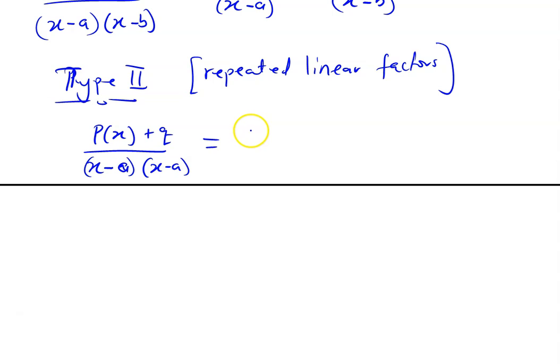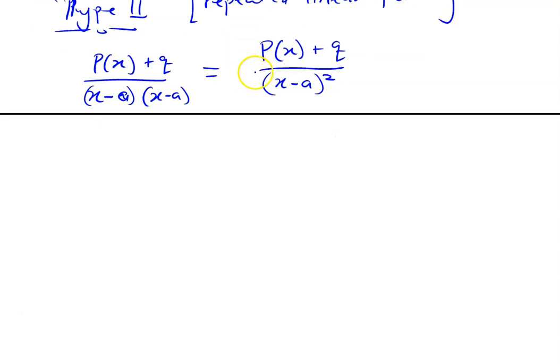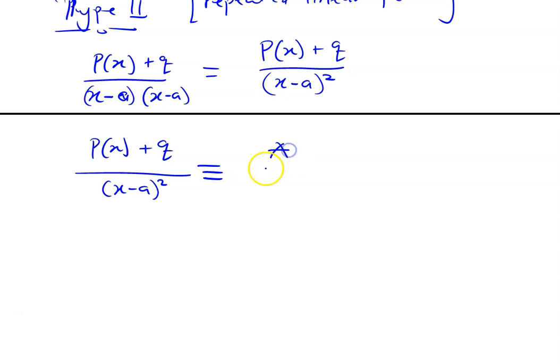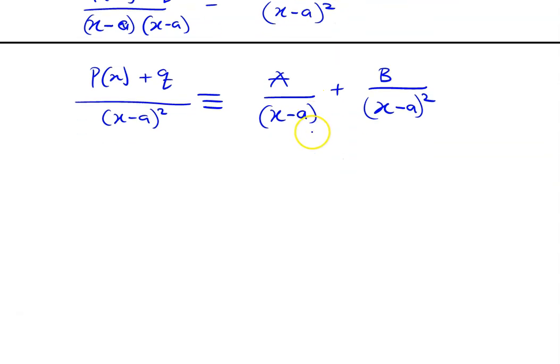Or this is also the same as if I have, let's say, bx plus q, all divided by x minus a squared. You get it? So if I have this expression, then it's identical to, let me write it again, A on x minus a, plus B on x minus a squared. Yes, this is also type 2, right? And I'm going to end at type 3.